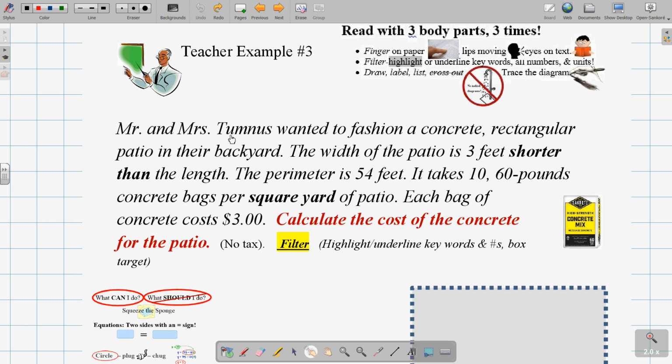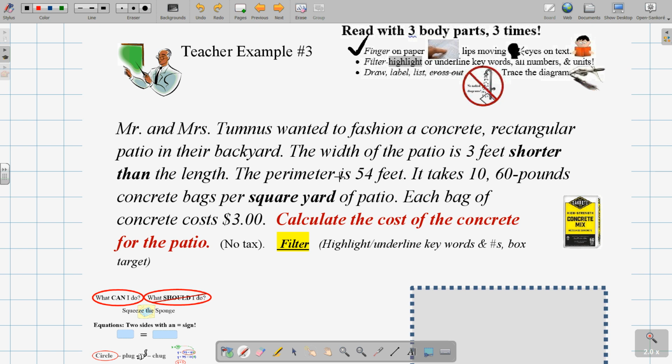Mr. and Mrs. Tumnus wanted to fashion a concrete, rectangular patio in their backyard. The width of the patio is 3 feet shorter than the length. The perimeter is 54 feet. It takes 10 60-pound concrete bags per square yard of patio. Each bag of concrete costs $3. Calculate the cost of the concrete for the patio without tax. That was finger track read out loud.